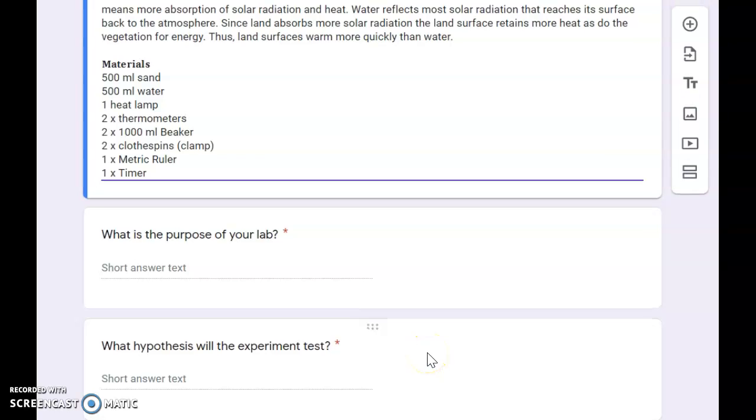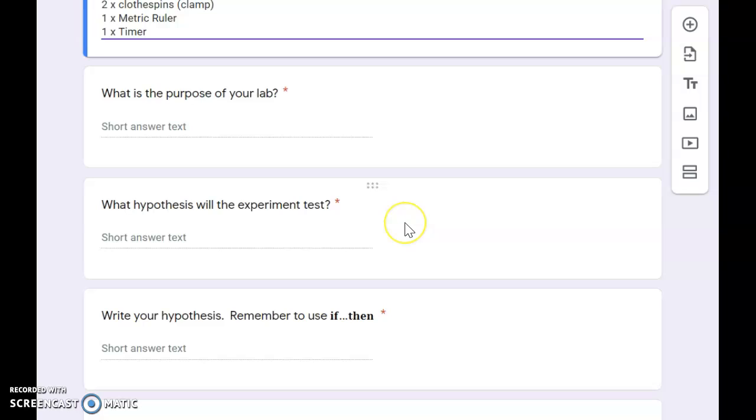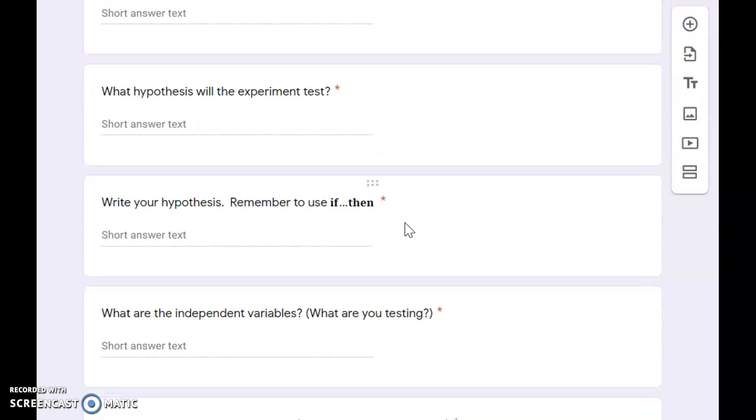So what is the purpose of this lab? Remember to use the information above. What hypothesis will the experiment test? So think about the point that was listed above. What could be considered a testable experiment? Remember that hypotheses are always written in an if, then statement. If both the sand and water are placed under a heat lamp, then blank will absorb more solar radiation.